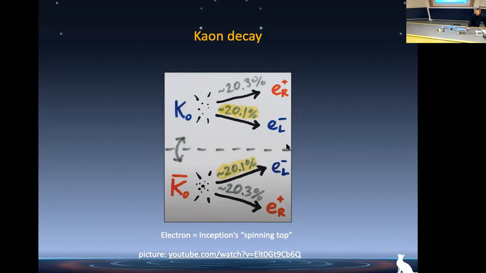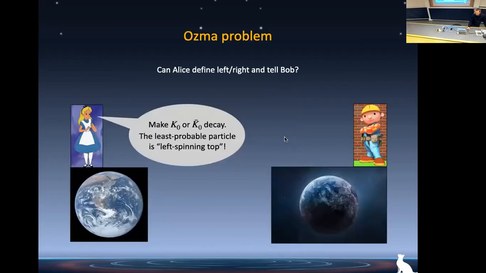So I went a bit fast because we are going towards the end, but you will also have the video if you missed some steps. So the least probable particle is essentially the analog of the spinning top, if you want, that tells you clearly what is left, the definition of left, and in opposition what is right.